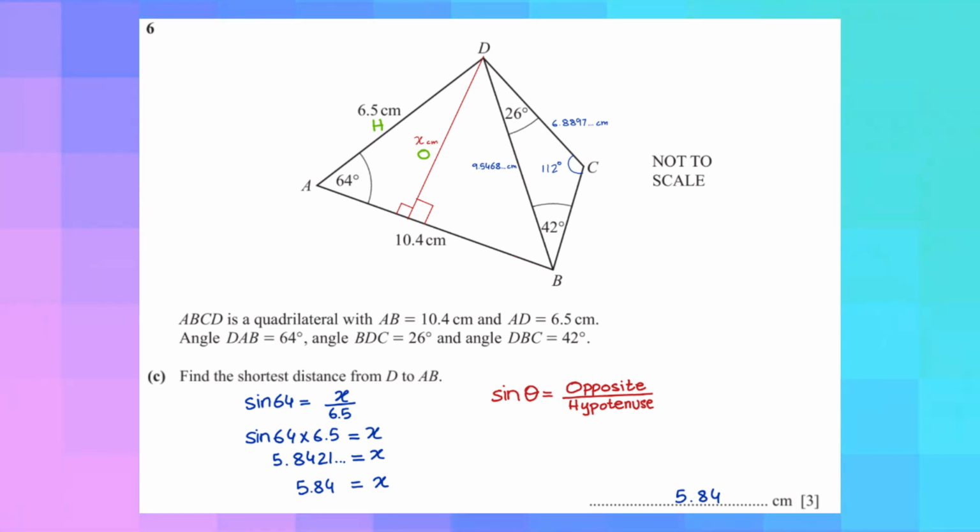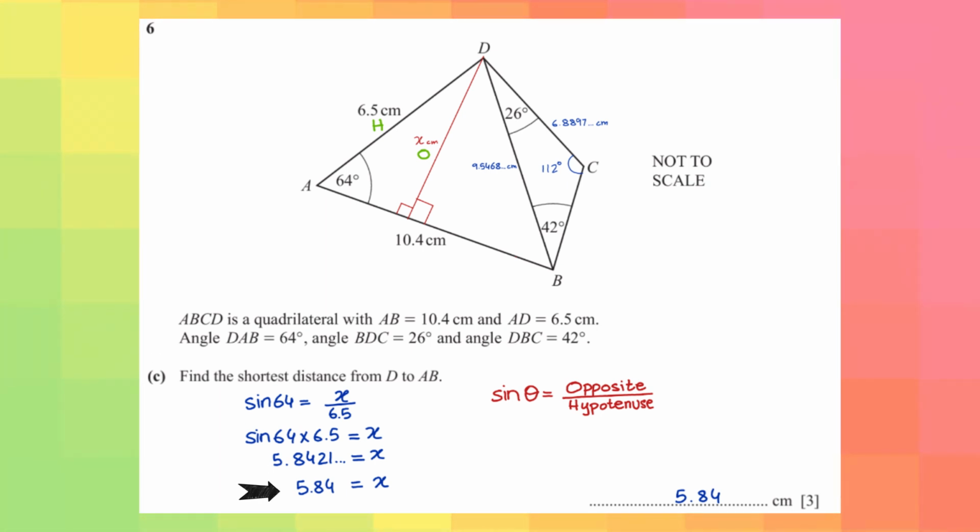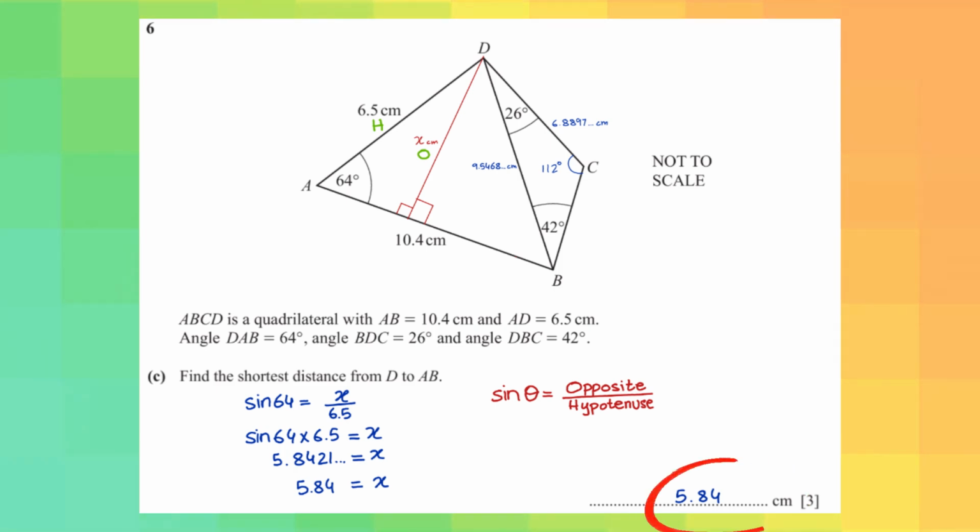Now we solve for x. Multiply both sides by 6.5. Entering sine of 64 into 6.5 into a calculator gives 5.8421, and so on. Rounding to 3 significant figures gives us 5.84 equals x. Therefore, the answer is 5.84 centimeters.